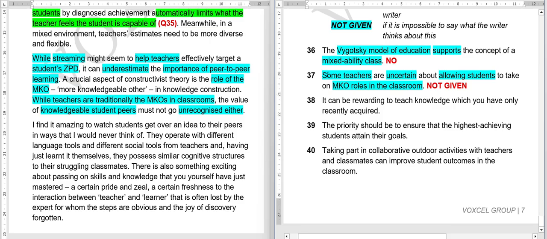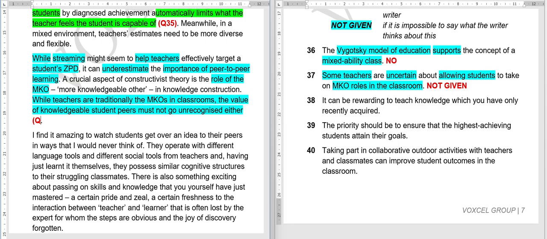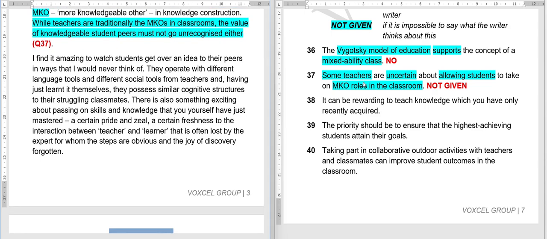Why is it not given? Because the question is saying that teachers are uncertain about allowing students to do something. Here they're saying that traditionally teachers are the MKO of this particular classroom, but we should not underestimate the value of students being MKOs in the classroom. But whether teachers are sure about allowing them or unsure about allowing students, we don't know about that particular thing. So that's why the answer to this should be not given. I hope it is clear. Let's read the 38th question now.